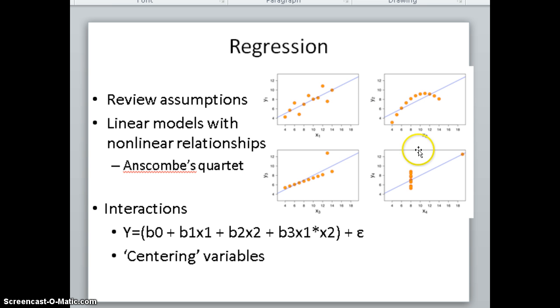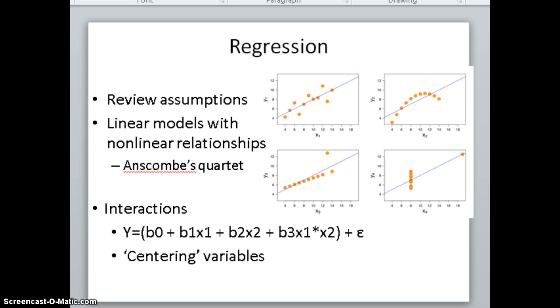These here show what's called Anscombe's quartet. They demonstrate how the same regression line, these are all the same line, these are the lines of best fit, can account for very different relationships, including relationships that are nonlinear, like these two. Regression is really only suitable for linear relationships.